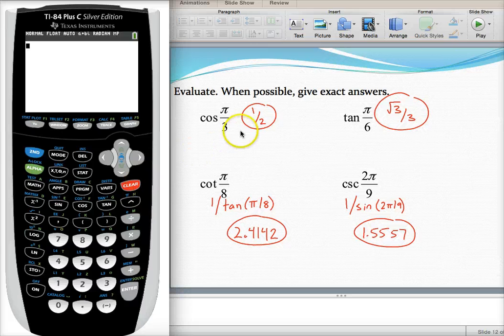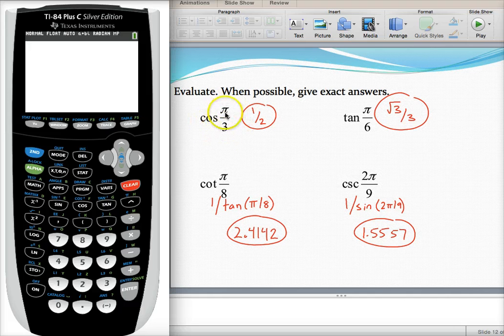But remember, if I have one of my special angles, I don't want to use my calculator. I want to go to my chart and get my exact values. The way you'll know that a radian is one of your special angles is that your denominator will be a 3, 4, or 6, because those will be equivalent to 30 degrees, 45 degrees, or 60 degrees in one of the quadrants.